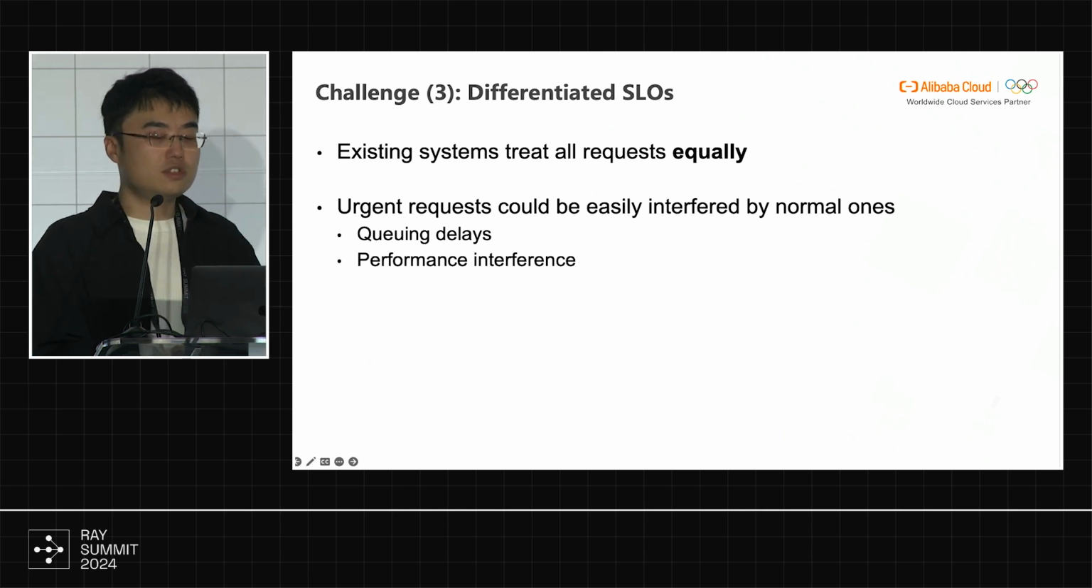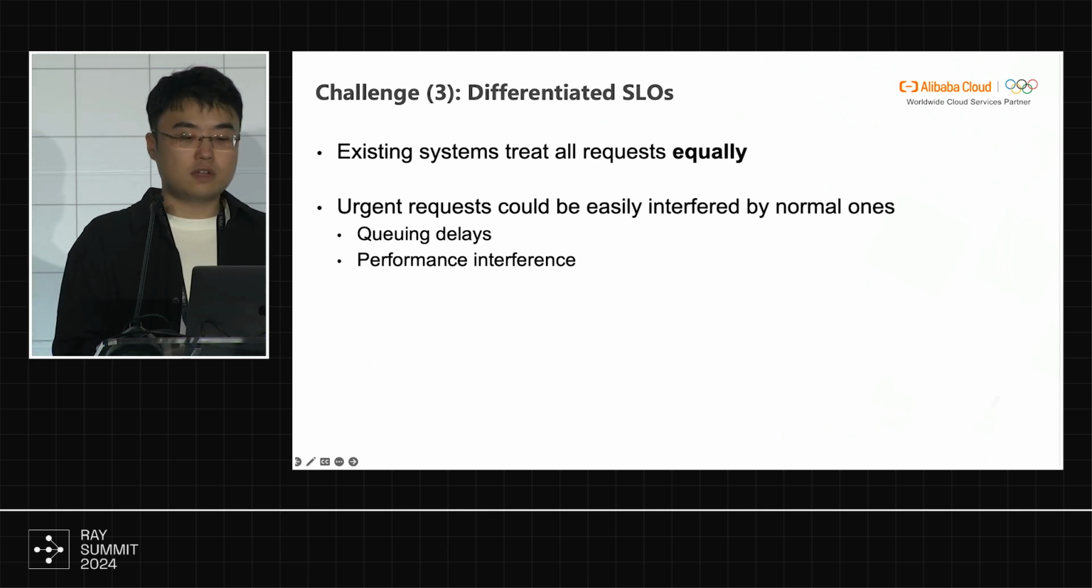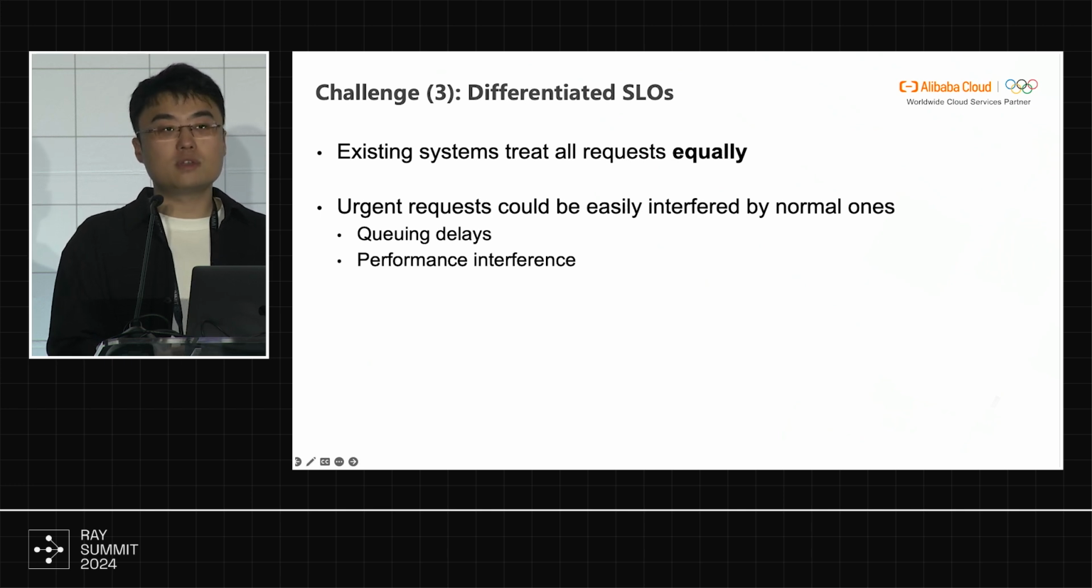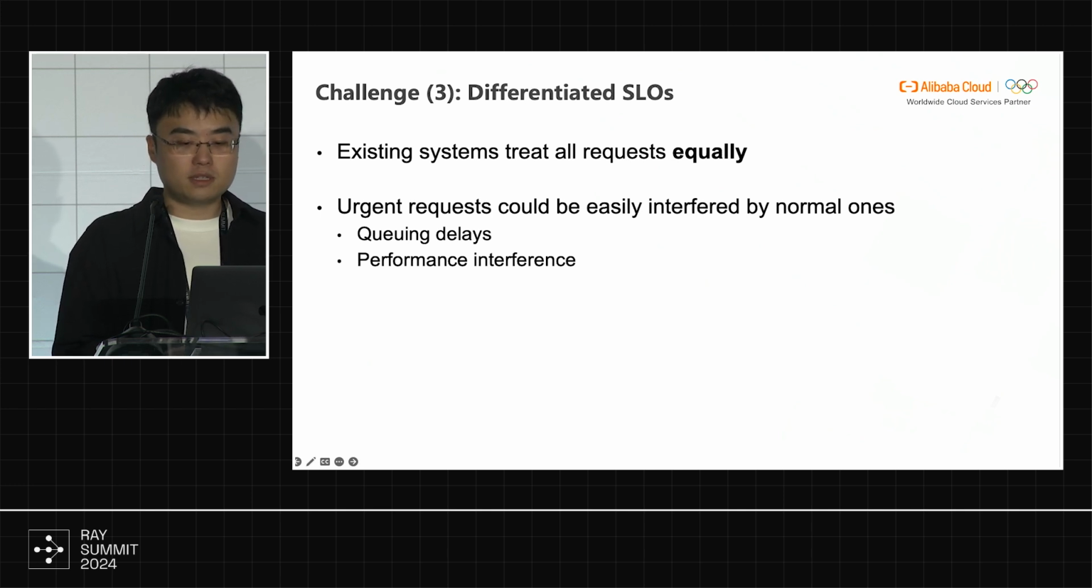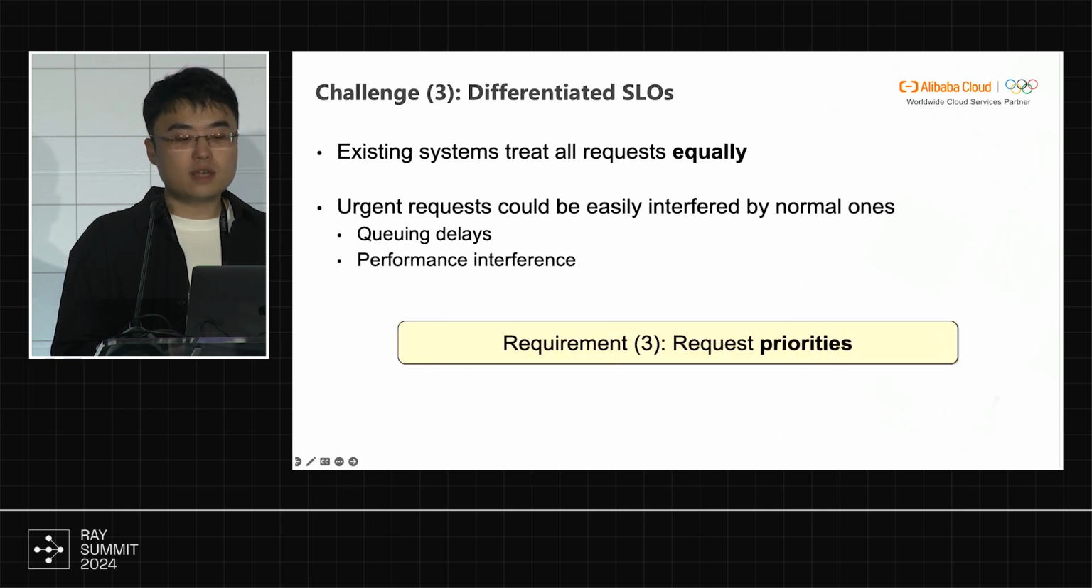A third challenge is to satisfy different latency SLOs of requests. Existing systems treat all requests equally, where the urgent requests could easily be interfered by normal ones. For example, they may experience excessive queuing delays or performance interference when co-located with normal requests. So we also need request priorities to systematically differentiate request SLOs.